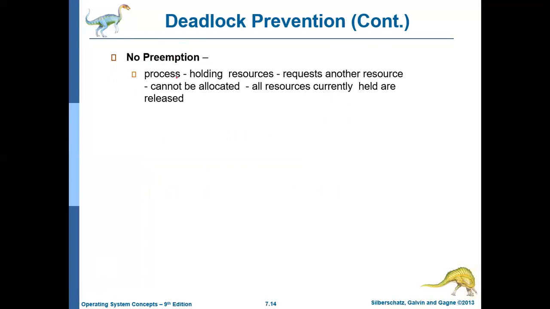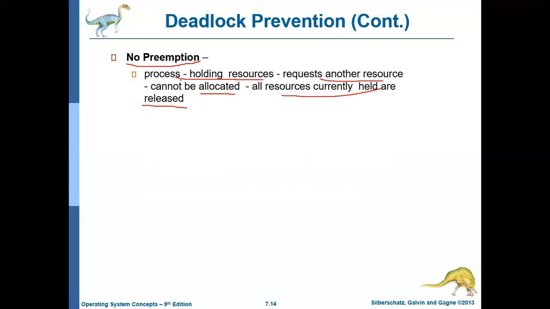Okay, so assume the process is holding some resource, and it is requesting some other resource which cannot be currently allocated, because that resource may be allocated to some other process. Then the process should voluntarily give up all its resources, because by default there is no preemption. The operating system cannot forcibly remove the resources from the process.